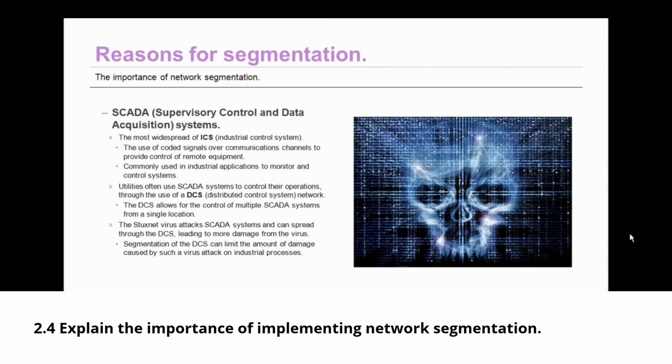The Stuxnet virus was originally designed to attack SCADA systems and can spread through the DCS, leading to more damage from the virus. Segmentation of the distributed control system can limit the amount of damage caused by such a virus attack on industrial processes.